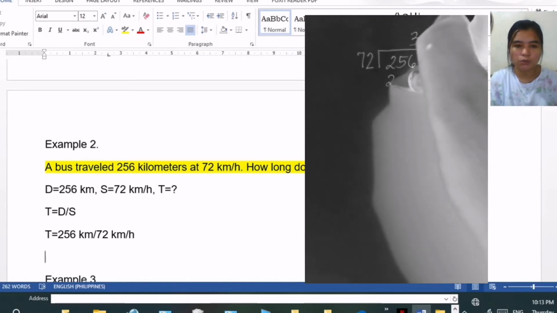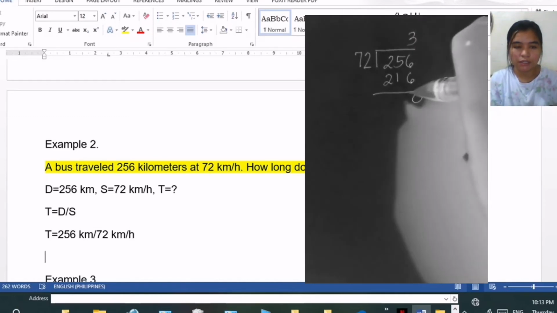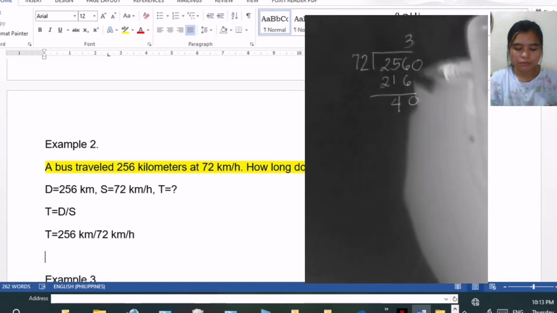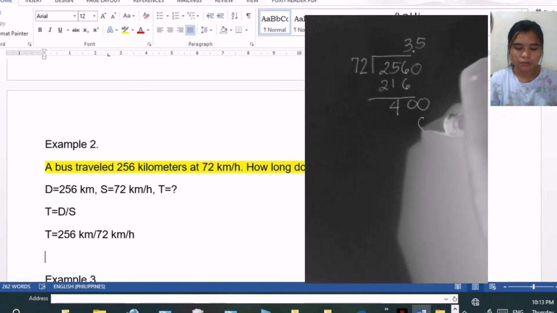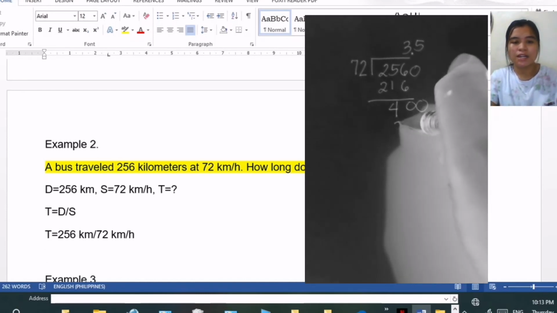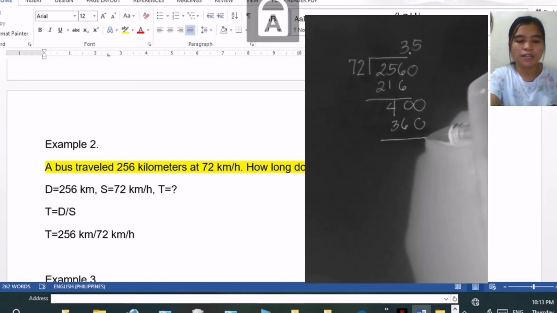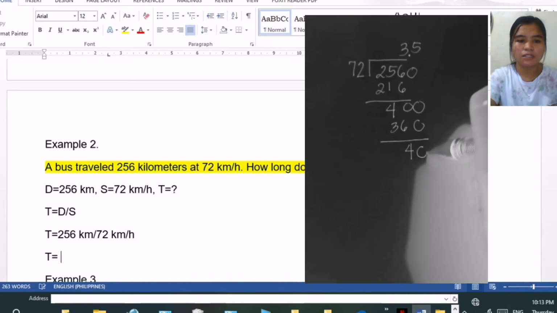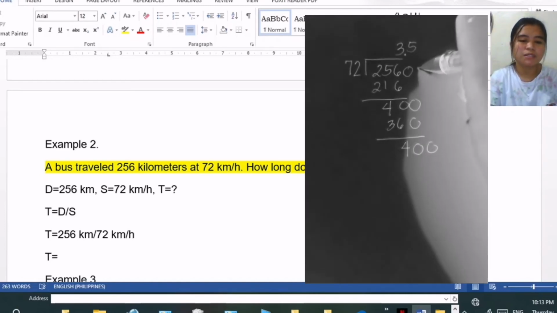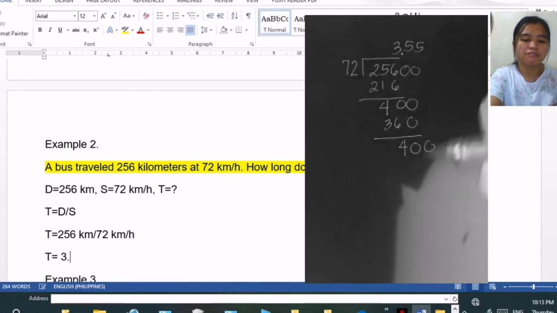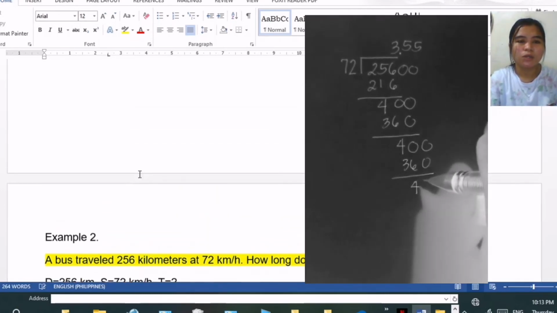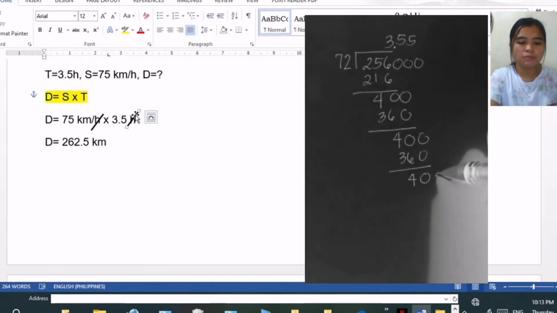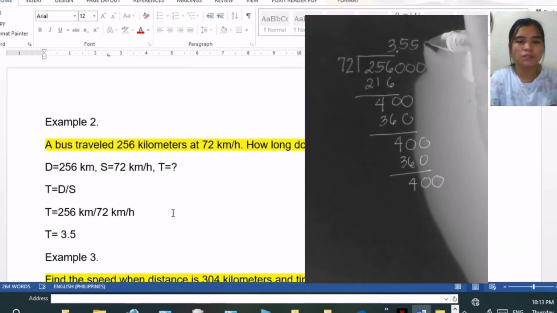So, I will show you the solution. The answer for that, just write T and then equal. 256 divided by 72 is 3.5. So that is 3.5. And then, what is the unit here?